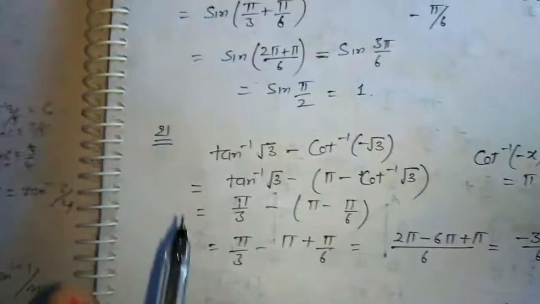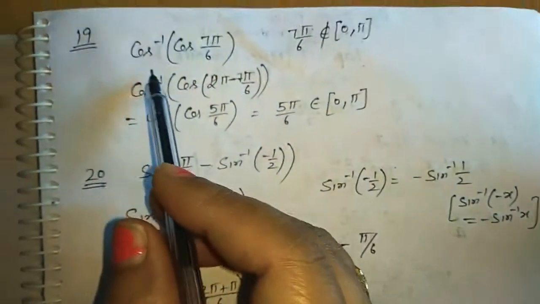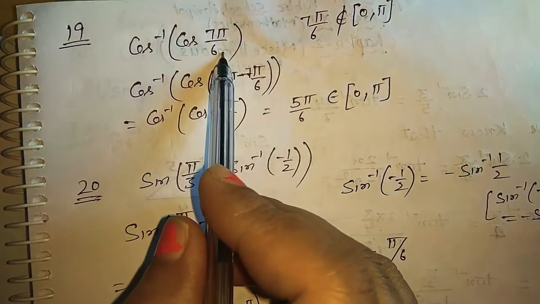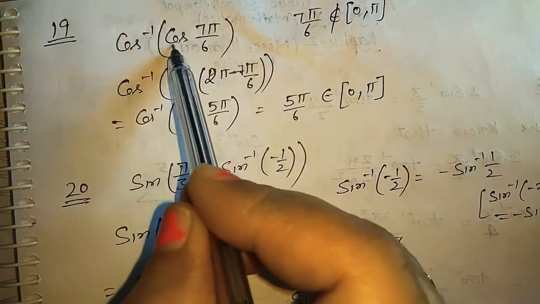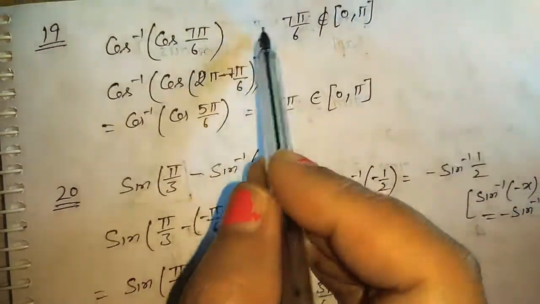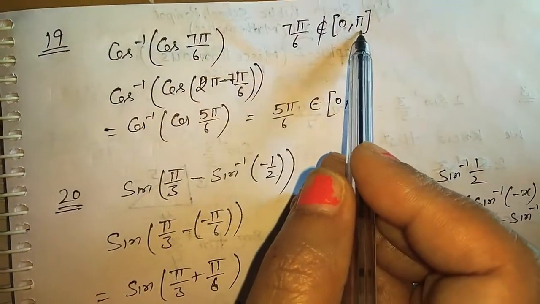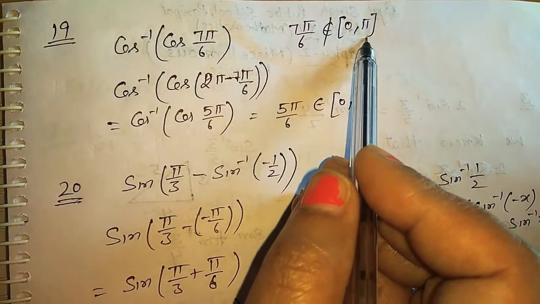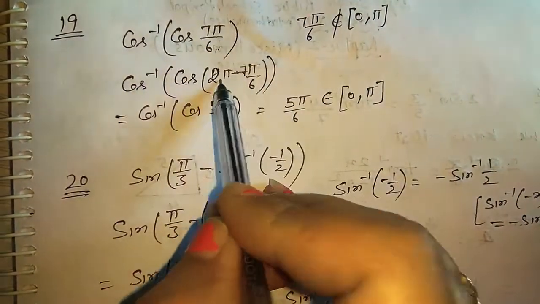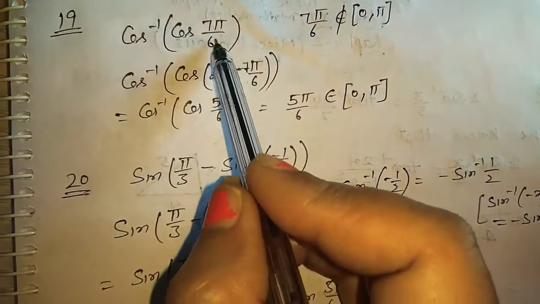Now come to question number 19, the same as the 16th and 17th questions. Cos inverse cos 7 pi by 6. If cos cancels with cos inverse, that is 7 pi by 6. But we know that the range of cos inverse is 0 to pi. So in this question, firstly we change it into a small angle. So how will we change it?